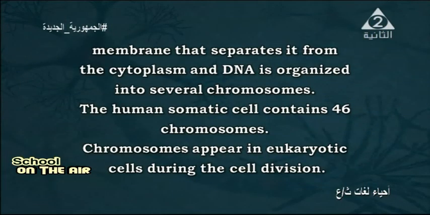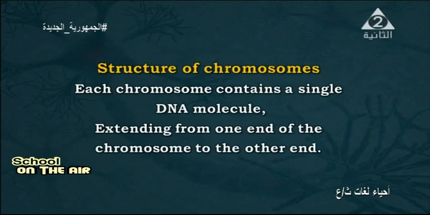Now we are going to see the membrane which separates the cytoplasm and DNA. The structure of the chromosome: each chromosome contains a single DNA extending from one end of the chromosome to the other end. Also, in the last year, we talked about the structure of the chromosome, and we said that each chromosome consists of 2 chromatids joined by a centromere, and each chromatid consists of DNA. This DNA is coiled around a protein named histone.